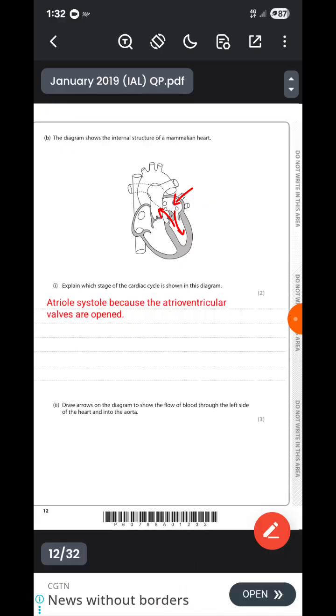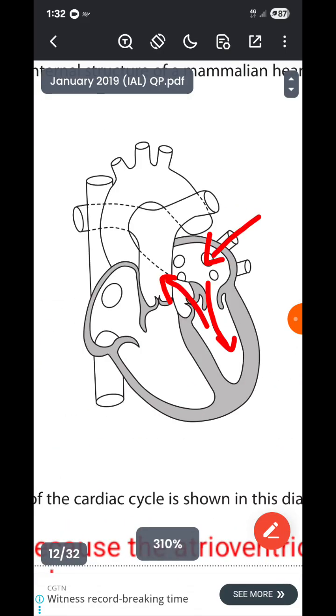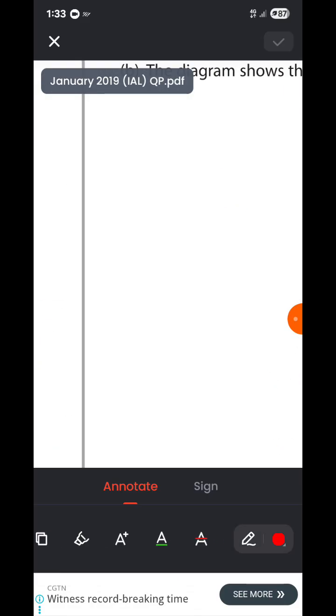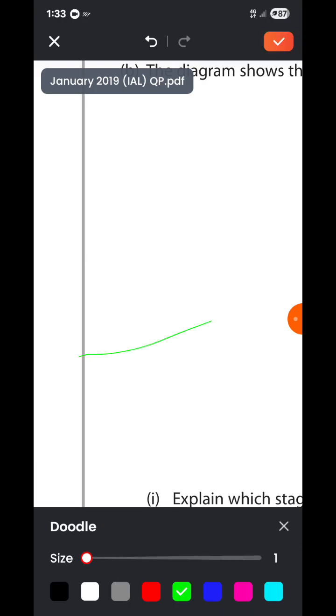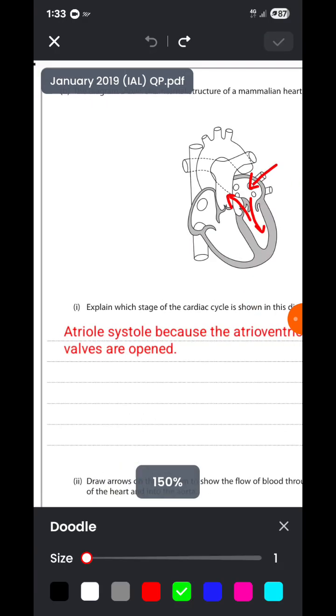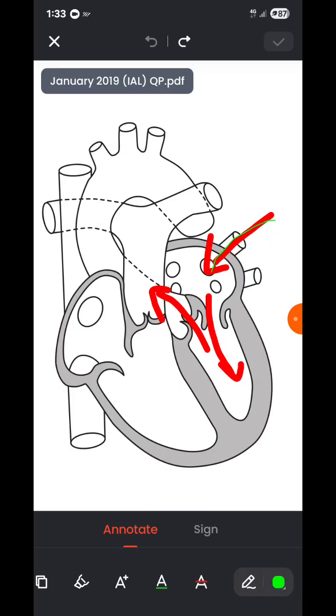Then Roman numeral 2, draw arrows on the diagram to show the flow of blood through the left side of the heart and into the aorta. So this is the left side of the heart. So I'll draw again. Left side of the heart. So it comes from here like this and goes like this.